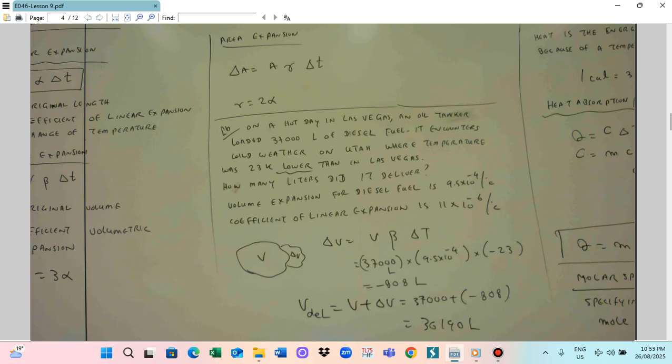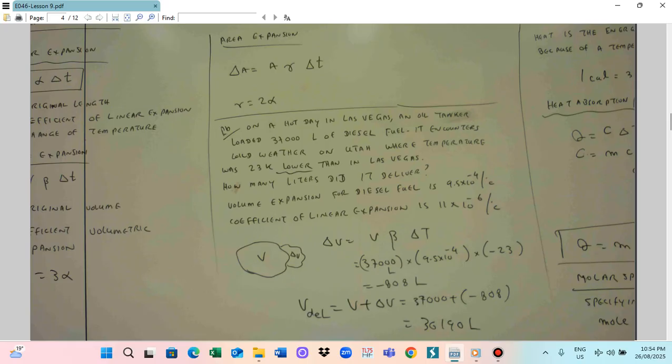So the final volume is equal to V plus delta V. The original volume V we already know is 37,000, plus delta V, minus 808. So by solving this, 37,000 minus 808, you get 36190 liter.